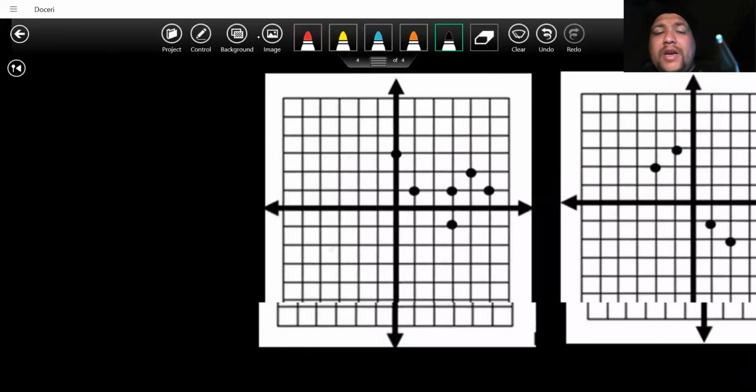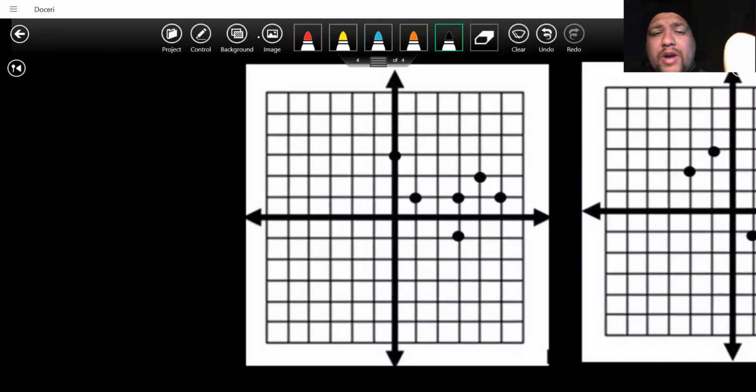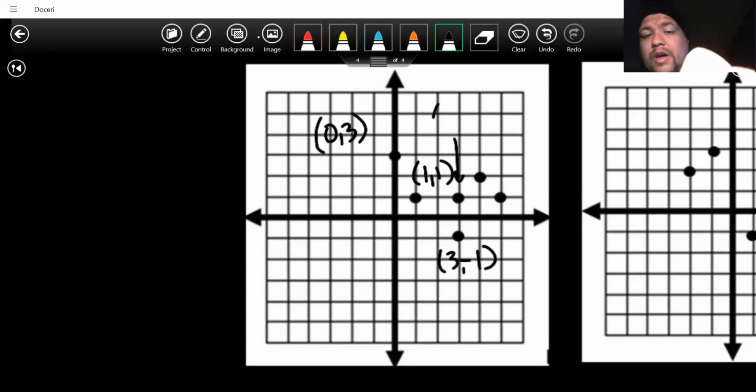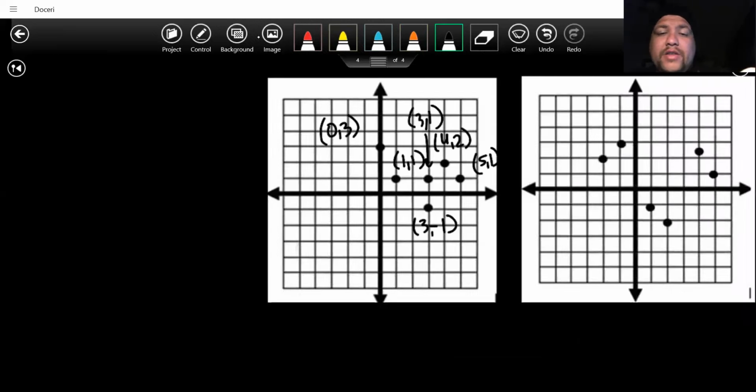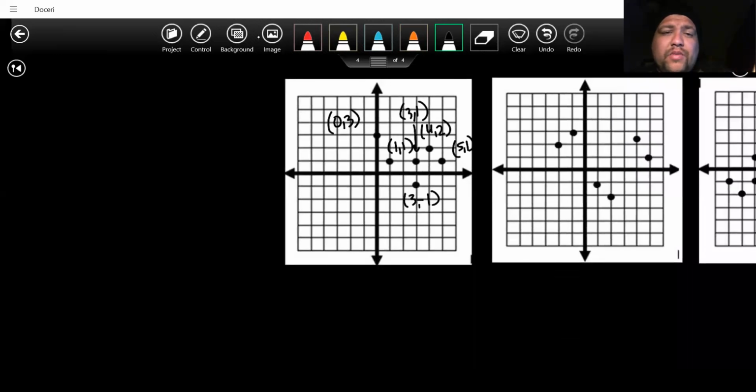What we want to be able to see here is the easiest way to do this is just write out your coordinate points. In this case, my first one is going to be 0, 3. My other point will be 1, 1. And then we get 3, negative 1. I'll write this one up above. I'm going to get 3, 1, 4, 2, and 1, 2, 3, 4, 5, 5, 1. Once you have your values there, all you have to simply do is just write them down.